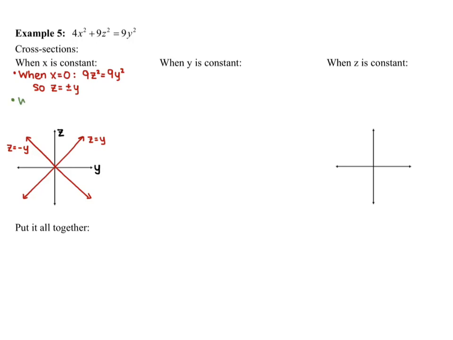We also have another situation when x equals plus or minus 1, or basically some non-zero constant. I would get 4 plus 9z squared equals 9y squared. Now if I get this into a form that I know the shape of, I would have 4 equals 9y squared minus 9z squared. So this will be a hyperbola because I have a positive squared term minus a squared term. So this would be a hyperbola opening left and right because the y part is the positive part. So I'd get a hyperbola like that. And I would just get different hyperbolas for different values of x.